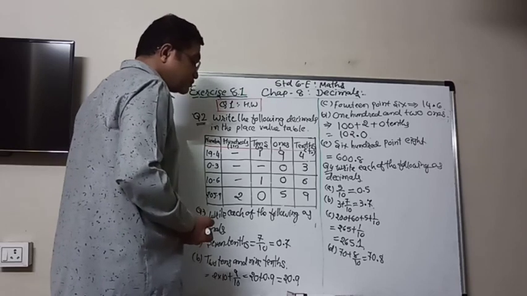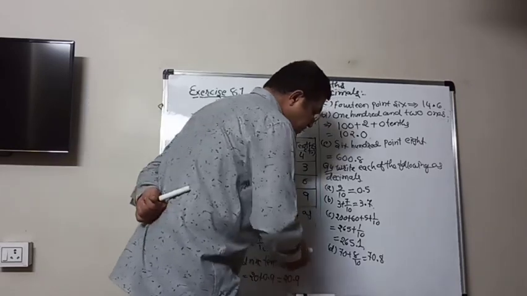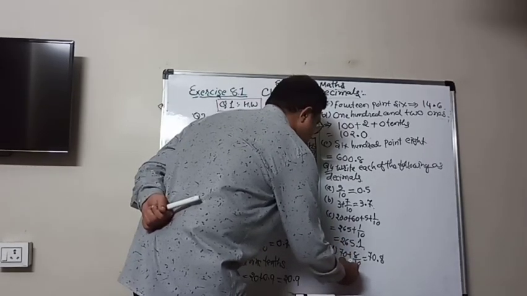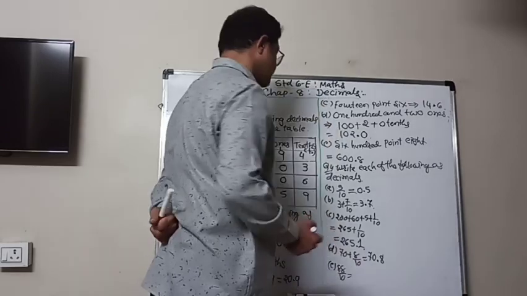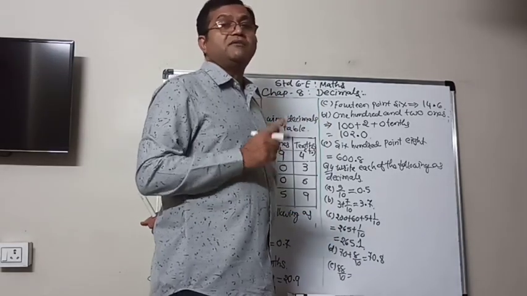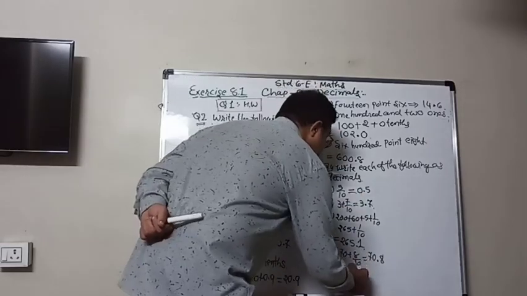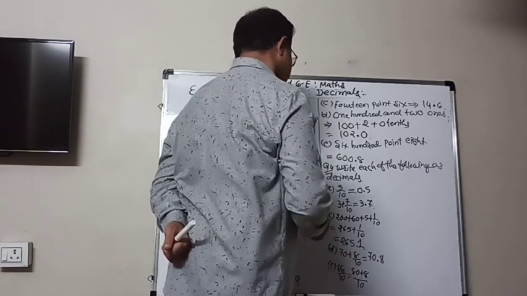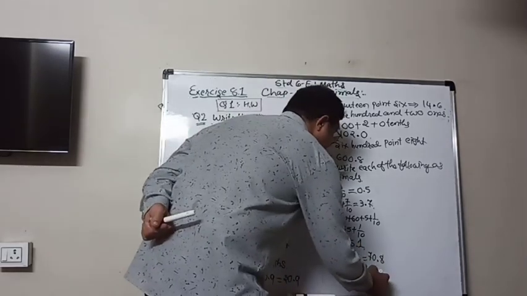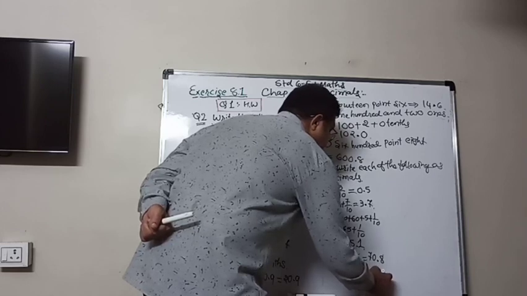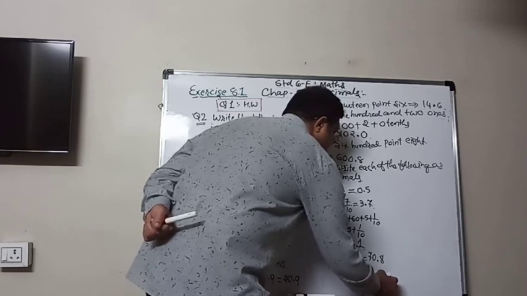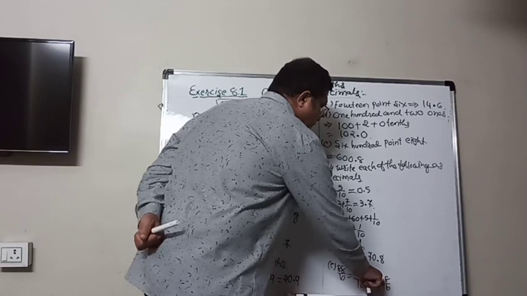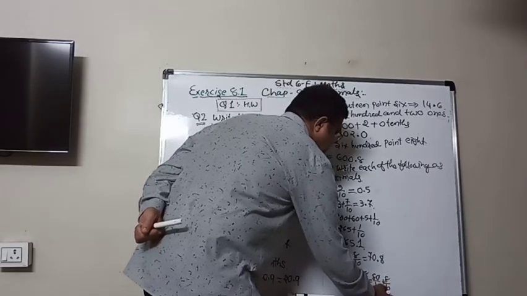Then E. 88 upon 10. Now 88, here we will separate them. Means 80 plus 8 upon 10. And that will be like 80 upon 10 plus 8 upon 10. Here zeros are cancelled. So 8.8. So answer is 8.8.